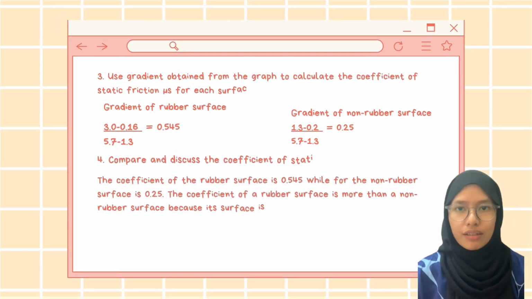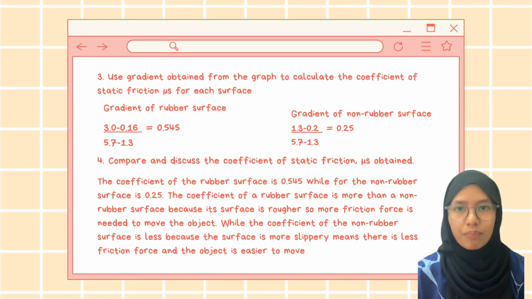Based on the graph, we identify the coefficient of static friction by calculating the gradient of each graph. The coefficient of the rubber surface is 0.545, while for the non-rubber surface is 0.25. The coefficient of the rubber surface is more than the non-rubber surface because its surface is more rough and more friction force is needed to move the object, while the coefficient of the non-rubber surface is less because the surface is more slippery, meaning there is less friction force and the object is easier to move.